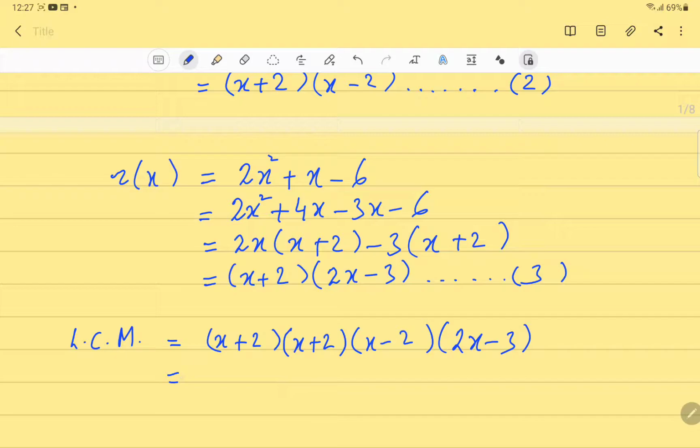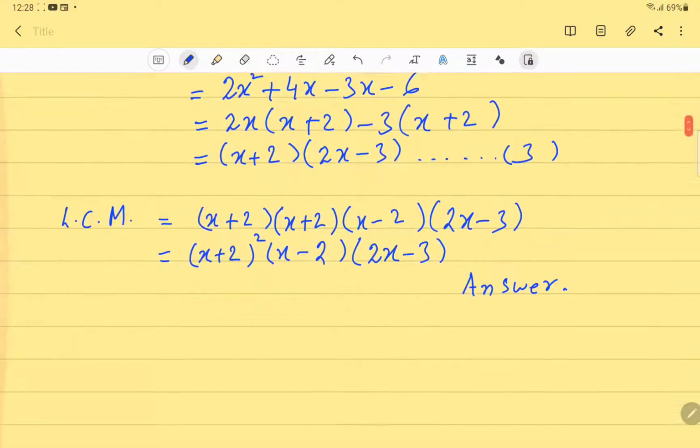Okay, here we can slightly simplify, because x plus 2 is appearing twice, so we can write square of x plus 2, then x minus 2, and then 2x minus 3. So this is our required answer of this second question.